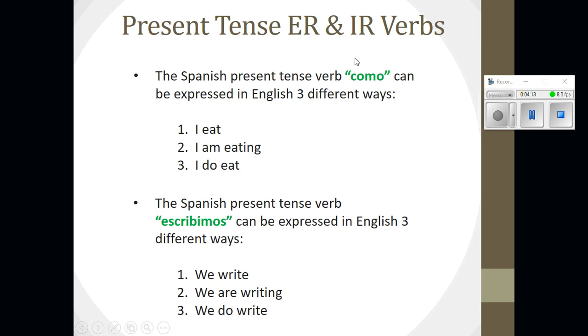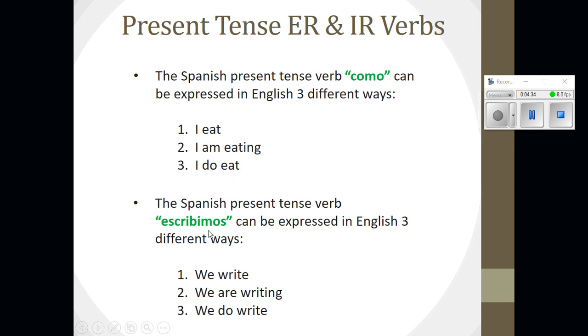All right, present tense ER and IR verbs here. Let's talk about what they mean when they're conjugated. It says the Spanish present tense verb como can be expressed in English three different ways. Okay, so remember como is the yo form, like yo como. It can mean I eat, I am eating, or I do eat. Okay, so there are multiple ways we could say that in English, okay?